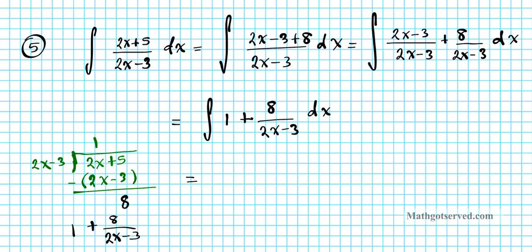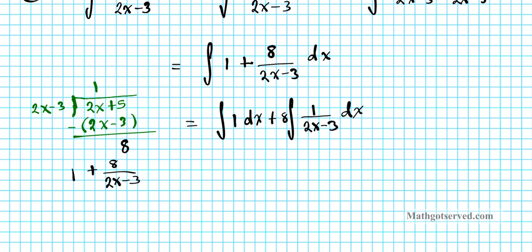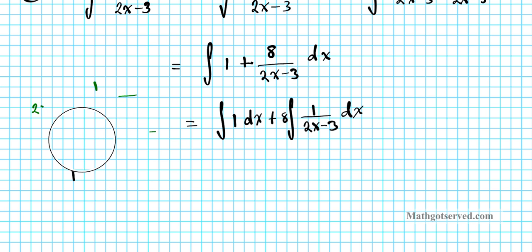Okay, so this is going to be the indefinite integral of 1 dx plus the indefinite integral, let's factor out this 8, of 8 times the integral of 1 over 2x minus 3 dx. Okay? All right, now, integral of 1, piece of cake, we know that that's just simply x. But this one is not that easy, though. So this is going to be x plus. Now, for this piece right here, we might have to use some kind of substitution.